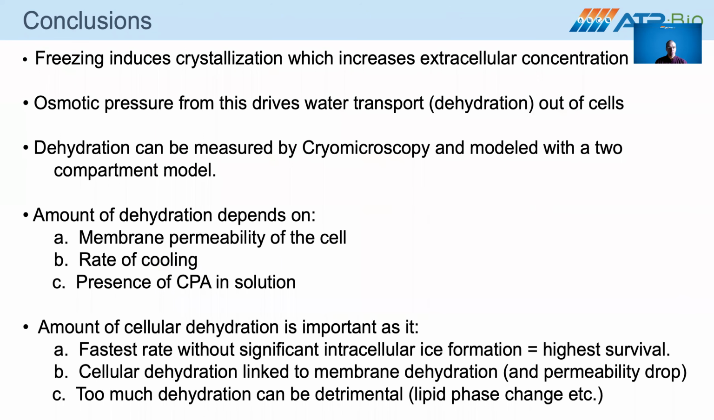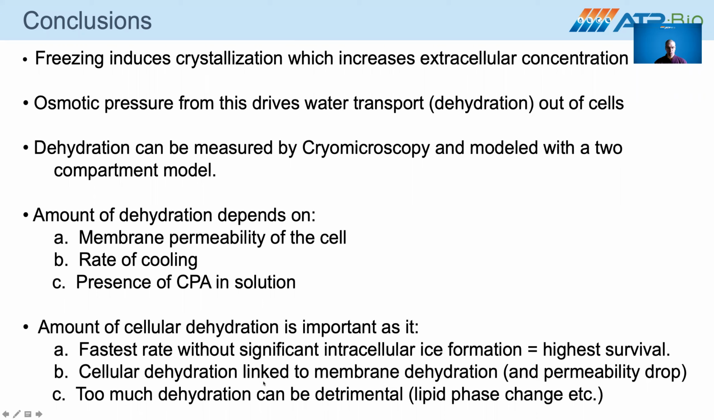So in conclusion, we showed that freezing induces crystallization, which increases extracellular concentration of solutes, and that leads to an osmotic pressure, which drives water out of cells. Dehydration can be measured by cryomicroscopy and modeled with a two-compartment model. The amount of dehydration depends on the membrane permeability of the cell, the rate of cooling, and the presence of CPA in the solution. And the amount of cellular dehydration is important, as the fastest rate without significant intracellular ice formation is typically the highest survival for the cell type.